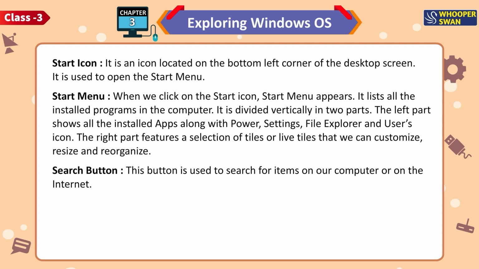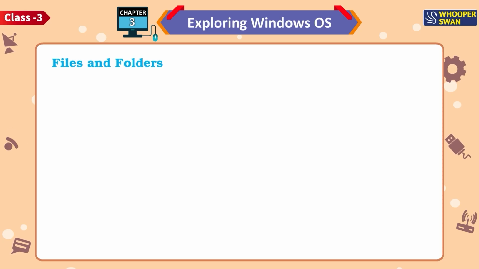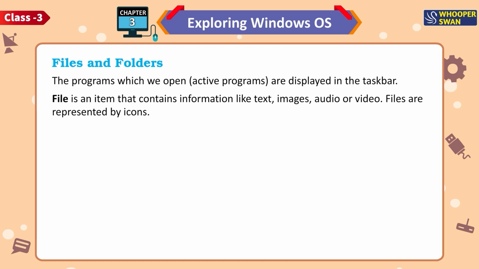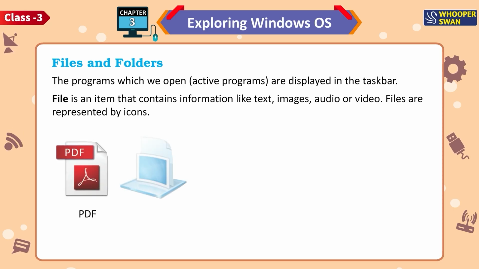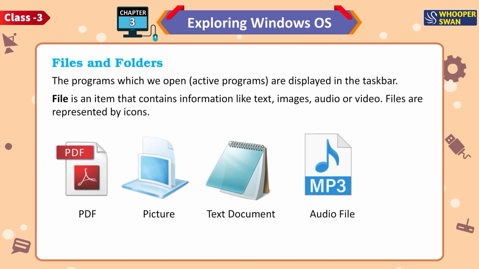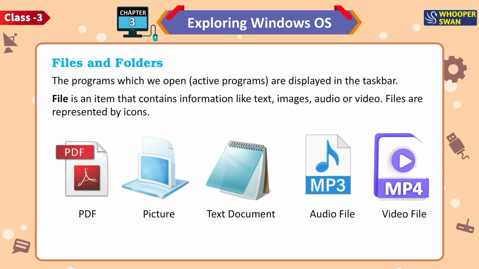Search button. This button is used to search for items on our computer or on the internet. Files and folders. The programs which we open, active programs, are displayed in the taskbar. File is an item that contains information like text, images, audio, or video. Files are represented by icons: PDF, picture, text document, audio file, video file.